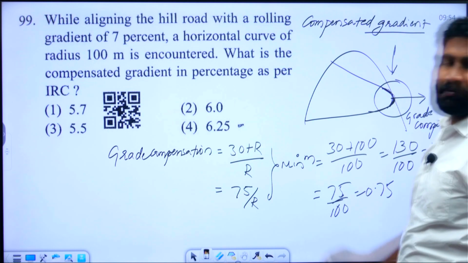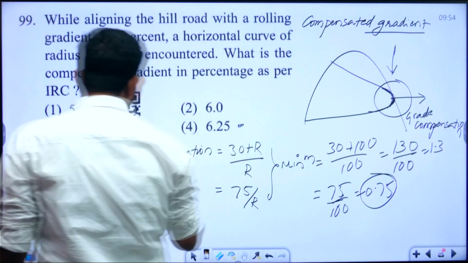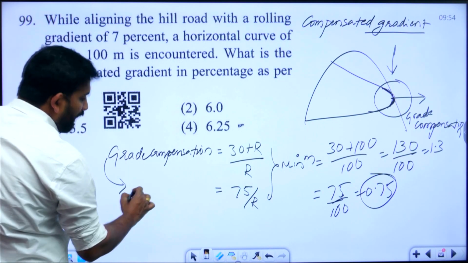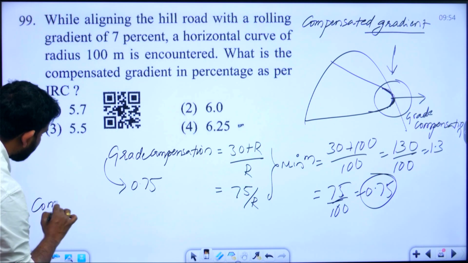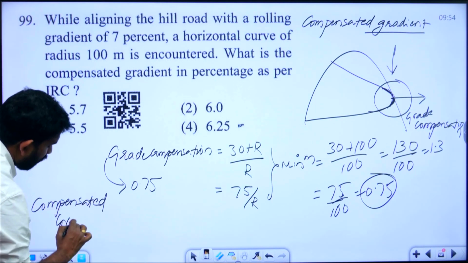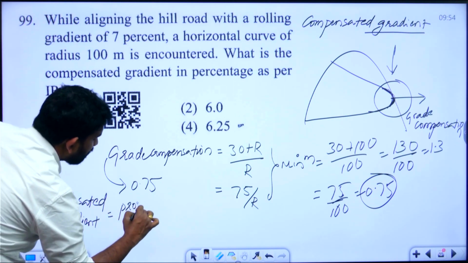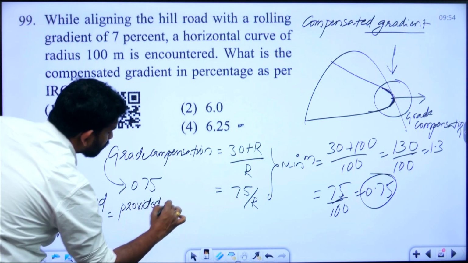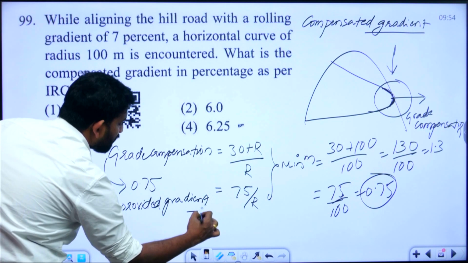So we have to choose the minimum value here. The minimum value comes out to be 0.75. So the grade compensation has to be taken as 0.75, and from here we are going to find the compensated gradient. The formula for compensated gradient is provided gradient minus grade compensation, or given gradient minus grade compensation.